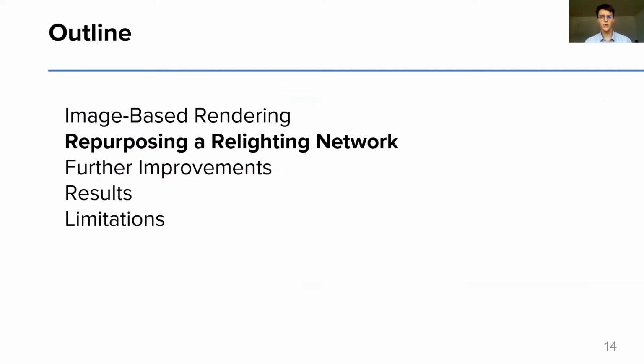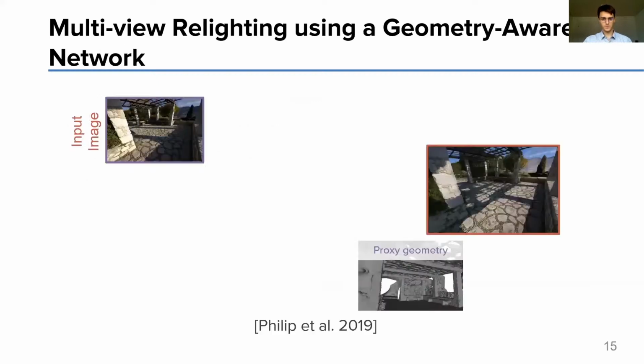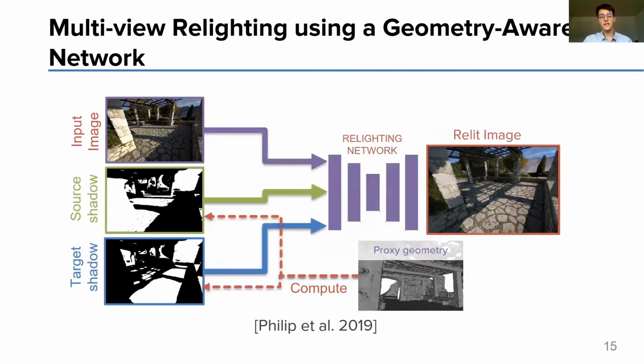This is a geometry-aware network, which means that it relies on the geometric information for prediction. We know the source sun position and define a target one. And we can use the geometry to create shadow masks. And these are then fed to the network alongside the image to relight and also the geometry information in order to produce the relit image. And this network produces very high quality results for outdoor scenes.